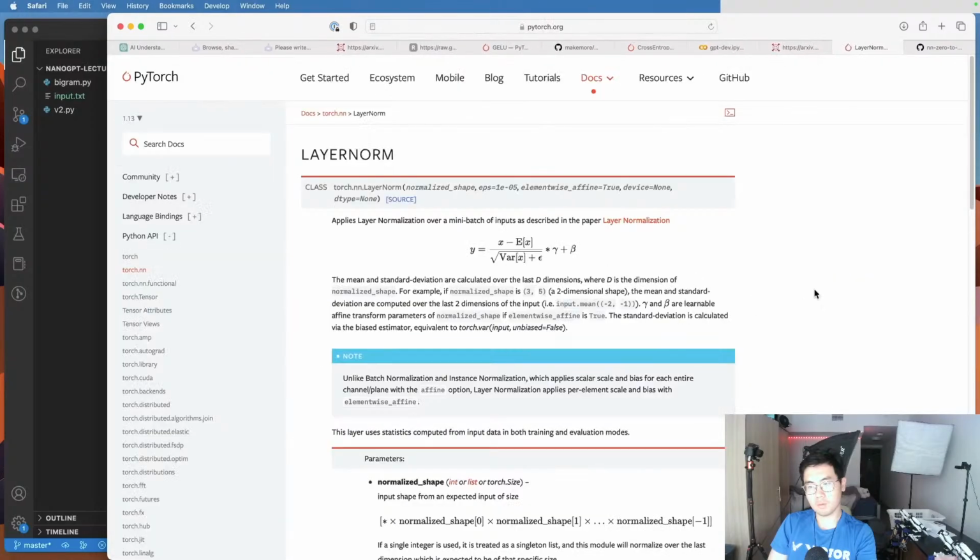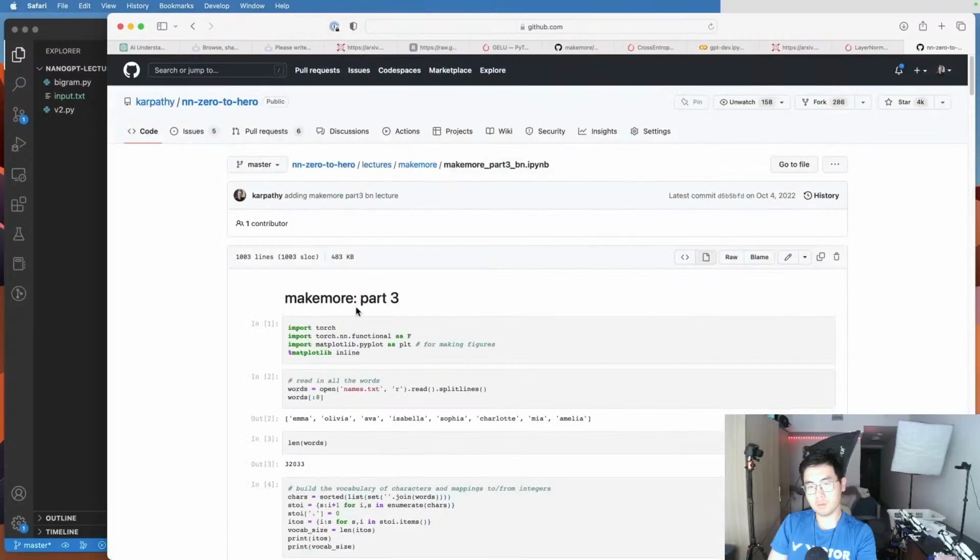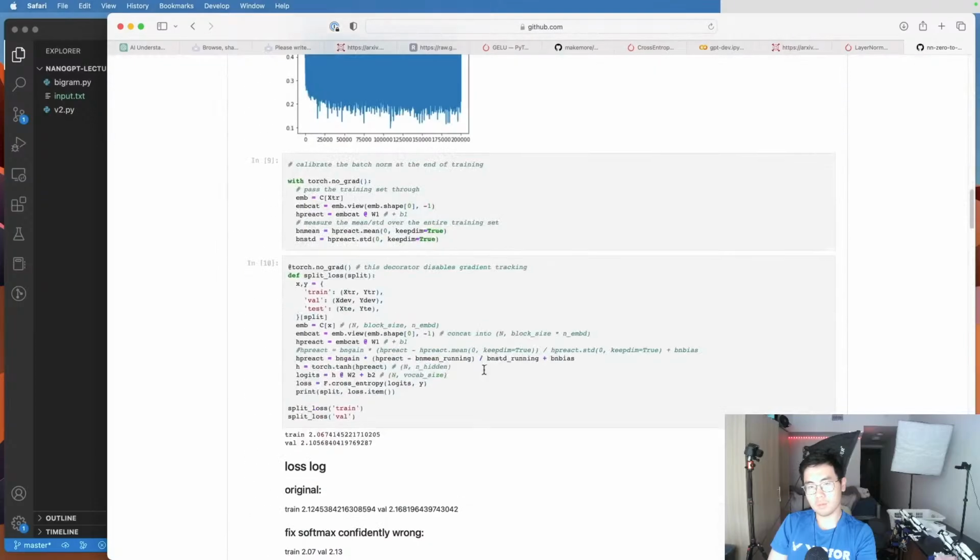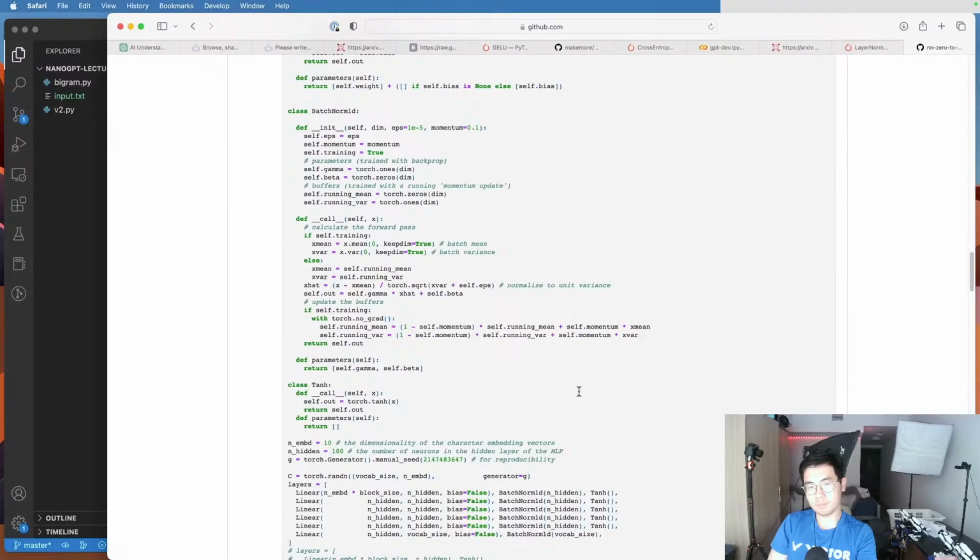And layer norm is very, very similar to batch norm. So remember back to our Make More series part 3. We implemented batch normalization. And batch normalization basically just makes sure that across the batch dimension, any individual neuron had unit Gaussian distribution. So it was 0 mean and unit standard deviation, 1 standard deviation output.